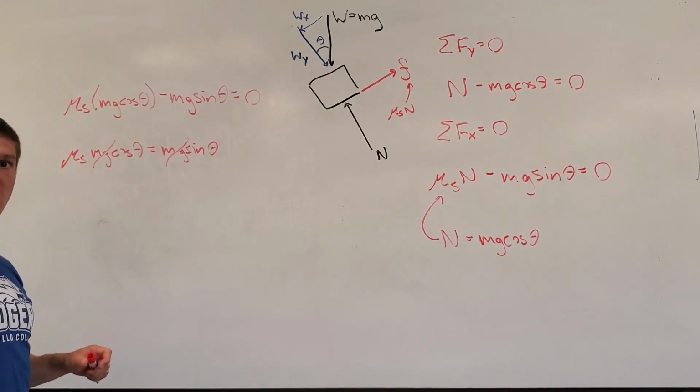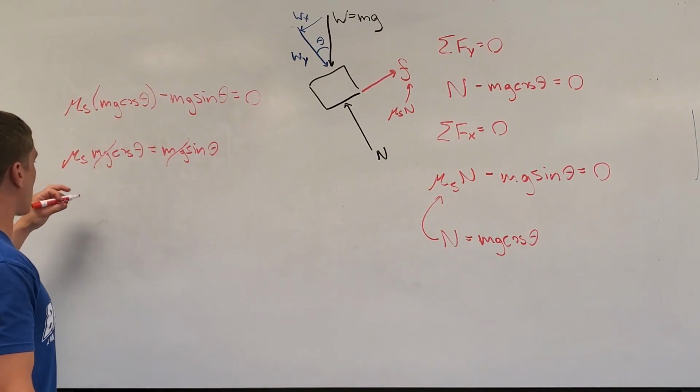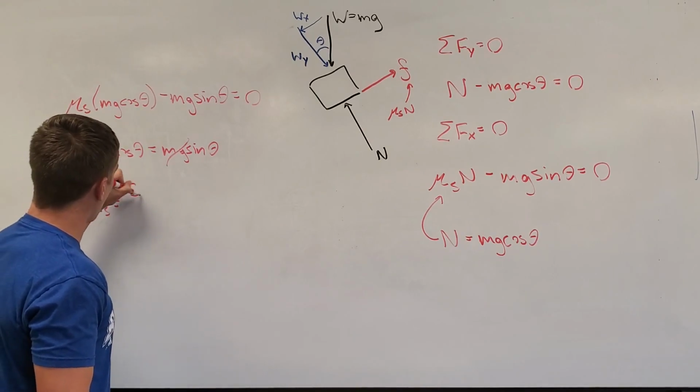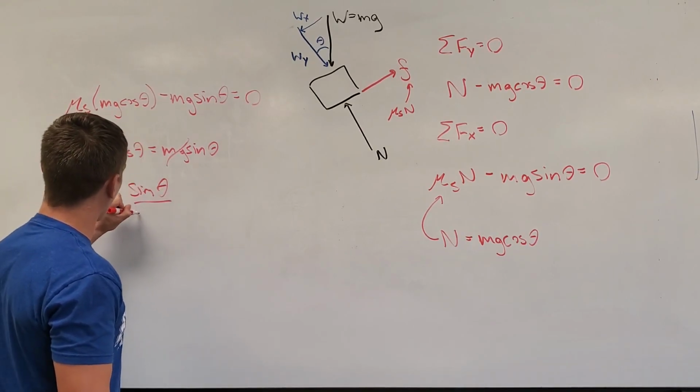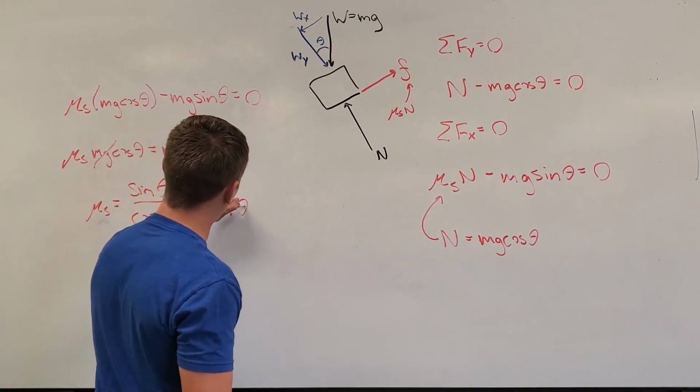That's a really interesting takeaway. Let's go ahead and solve this problem all the way. I can divide both sides by cosine of theta, so I get that my coefficient of static friction is equal to sine of theta over cosine of theta, which is just equal to the tangent of theta.